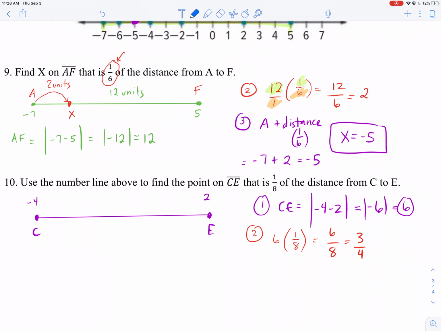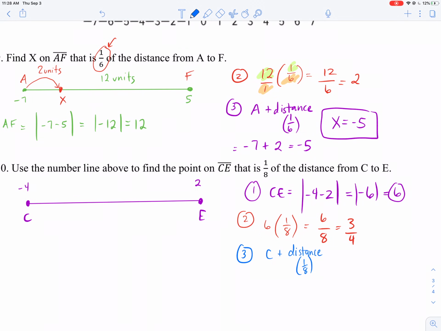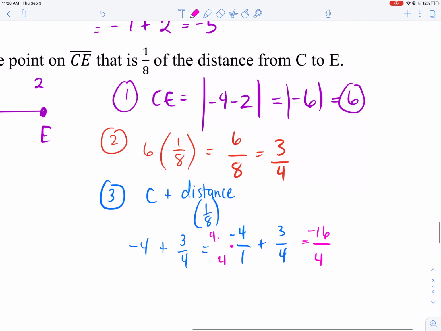Then this is where our skills of fractions are going to come in. Remember, I'm going to start with that endpoint. So I'm going to have C plus that distance that I want, that fraction I'm looking for, which is 1/8. So I'm going to say -4 plus 3/4. If it helps you, do -4/1 plus 3/4. Multiply this to get the same denominator. So we end up with -16 over 4, that's a -4. Zoom in a little bit so you can see. Plus 3/4. And we're going to end up with -13/4.